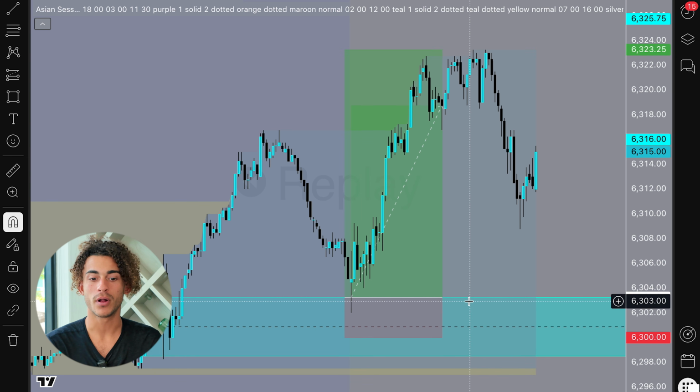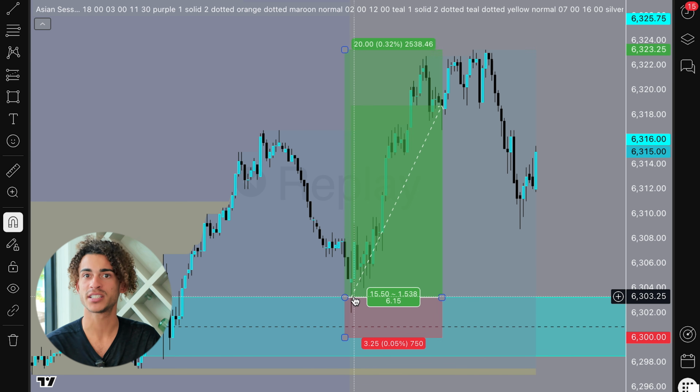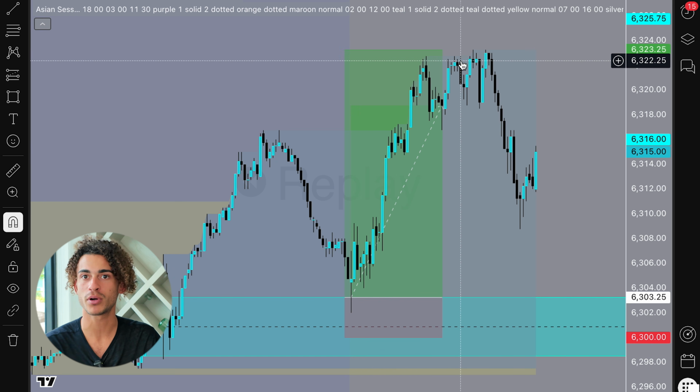As you can see in this example, this zone is very strong. You can see price broke out of the zone, and then the second we got that retest, buyers instantly took control and pushed price back up.